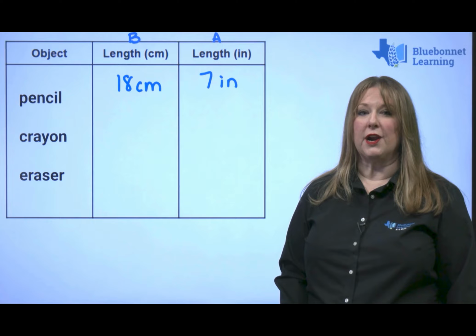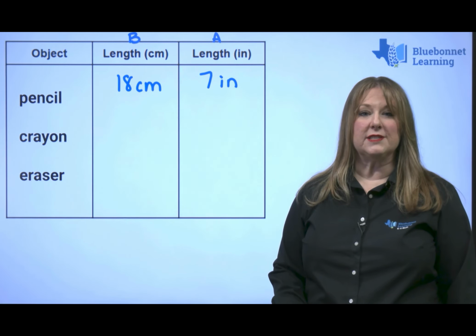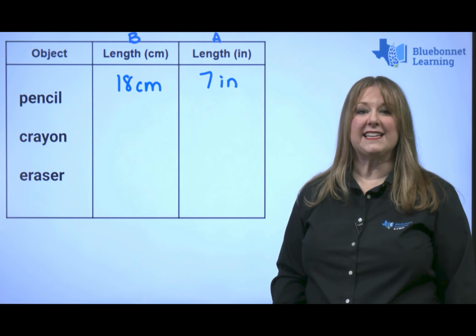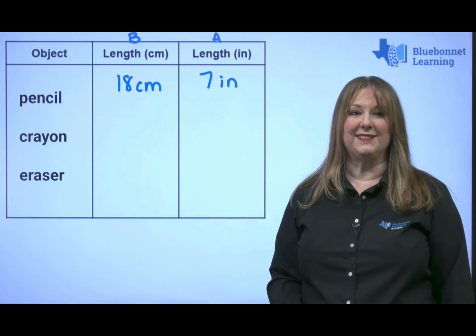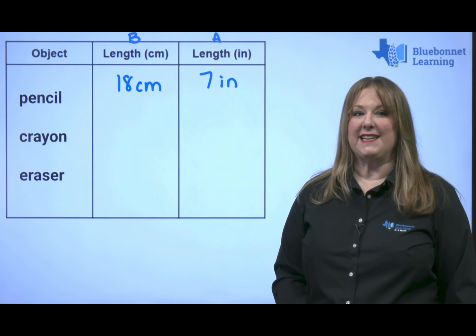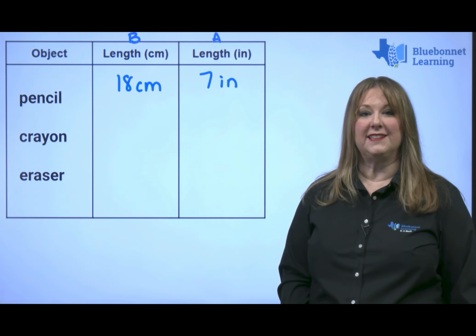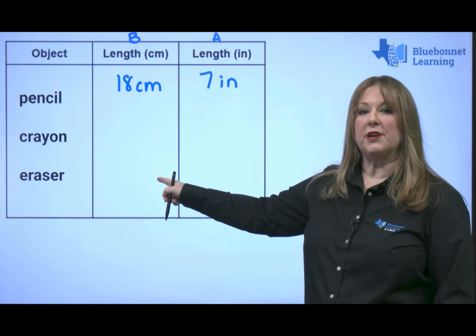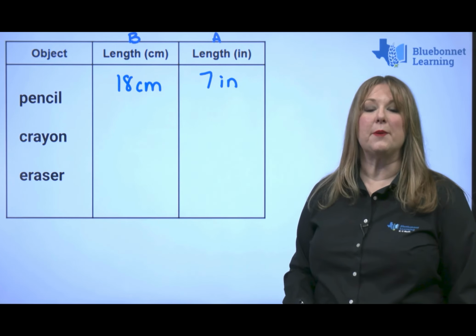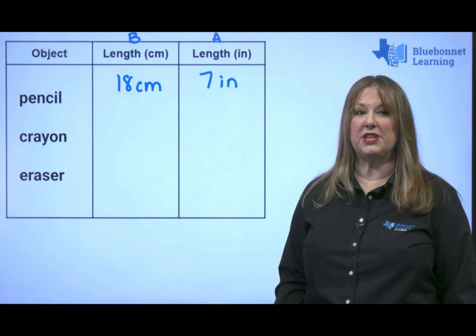Now, with your partner, I want you to measure the crayon and the eraser. Take turns measuring in centimeters and inches, and use your white paper to record them on the table. Great job, guys. What patterns do you see in your measurements using different rulers? Very good. We always have a larger number of centimeters than inches because centimeters are smaller than inches, so we need more of them to measure the same objects.